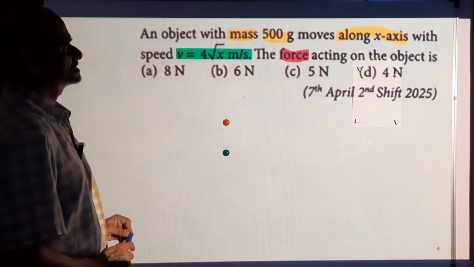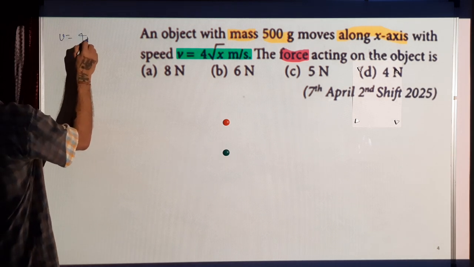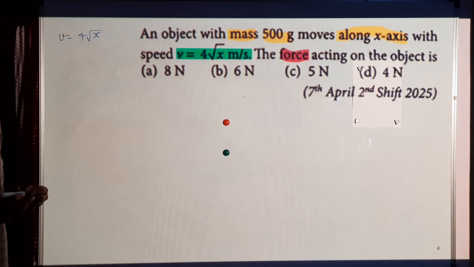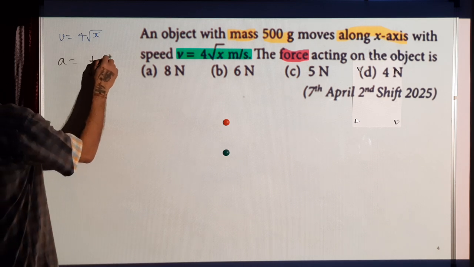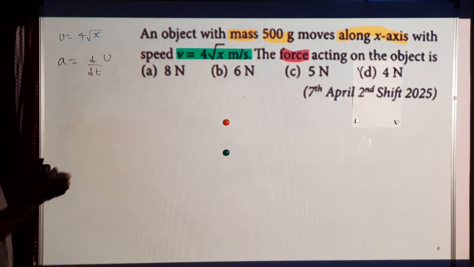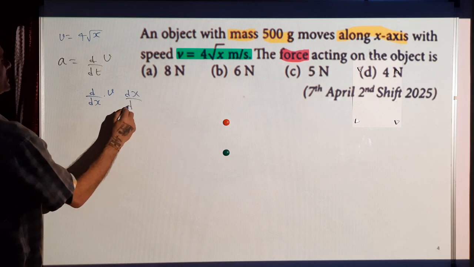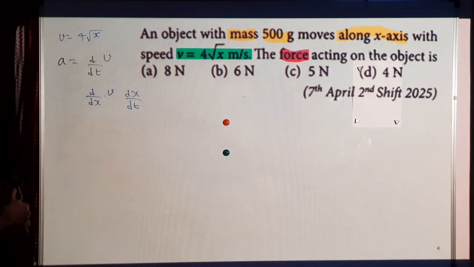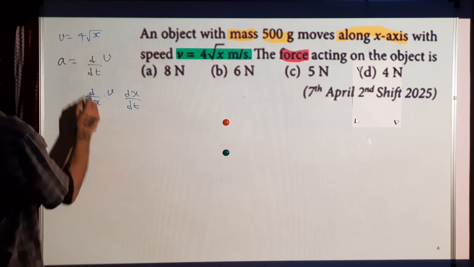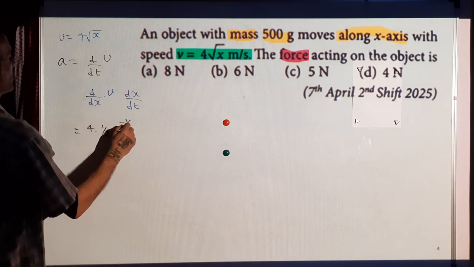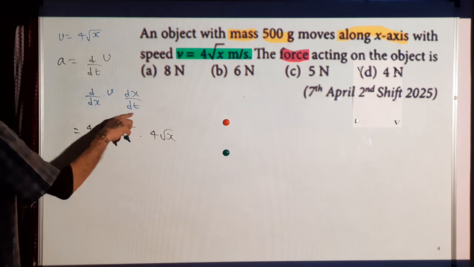The object is moving along the x-axis. It's a 1D motion. Velocity is given. Acceleration is rate of change of velocity, that is d by dt of velocity. So this can be written as d by dx of v into dx by dt. So this I can get from here. So x raised to the power half, so half into x raised to the power minus half. And dx by dt is same as v, which is 4 root x.